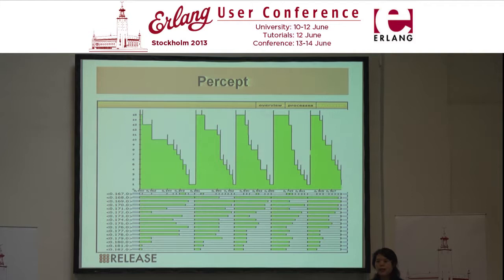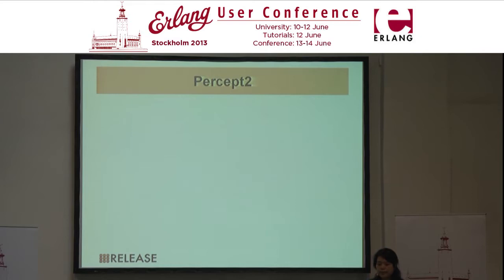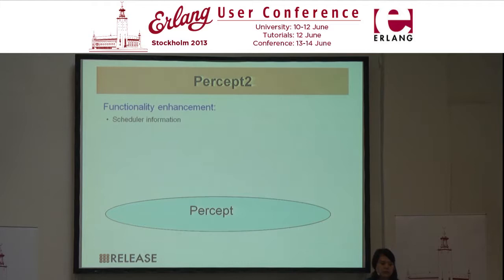And for us, we start from Percept, we try to make it better, provide more functionality and make it more usable. So we extend Percept in both functionality and also scalability. On the bottom is Percept, and on top of it we have added new functionalities such as the schedule information. Because we're working on multiple systems and multiple schedulers, we review the scheduler utilization information, process communication, and the migration process between run queues.